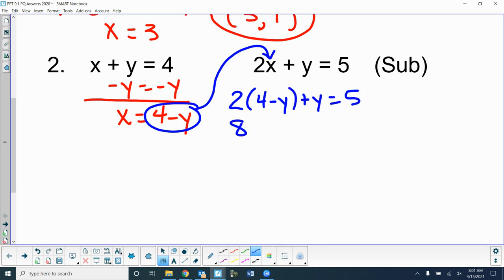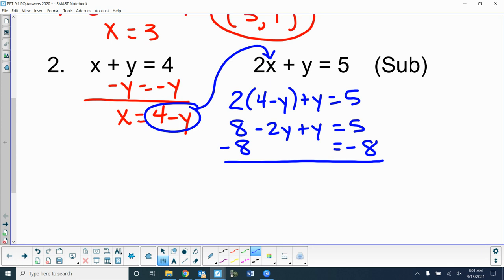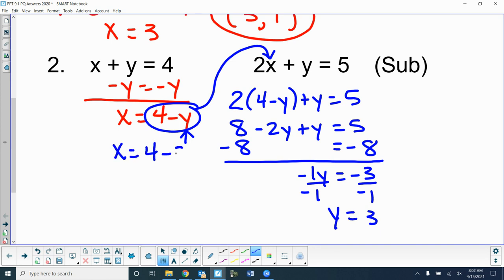So I distribute the 2. Move the 8 over. And negative 2Y plus 1Y is negative 1Y. Divide by negative 1. So we get Y is positive 3. Then I would just put the 3 right there to find my X. So 4 minus 3 would be 1. So this one was 1, 3.